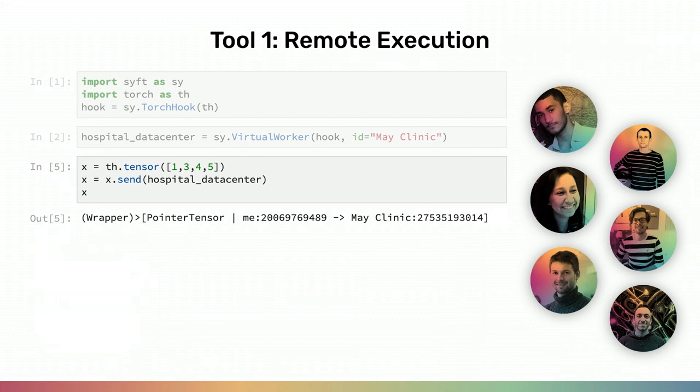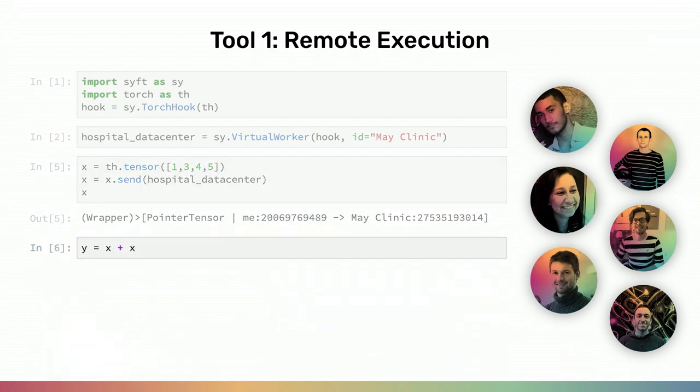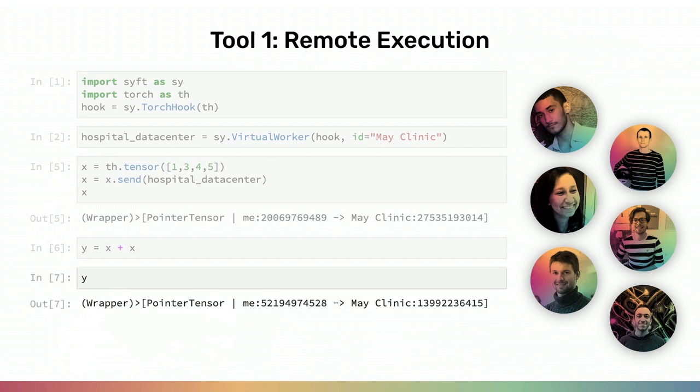So in this case, we can send a tensor to this hospital data center, and what gets returned to us is a pointer. This pointer has all of the functionality that PyTorch would normally have, but when you actually use the PyTorch API, instead of executing it locally, it forwards commands to the remote machine and returns back a pointer to the result. The implication of these pointer tensors is that now we can use the normal PyTorch API, things we already know how to do, to orchestrate complex operations across multiple different remote machines.